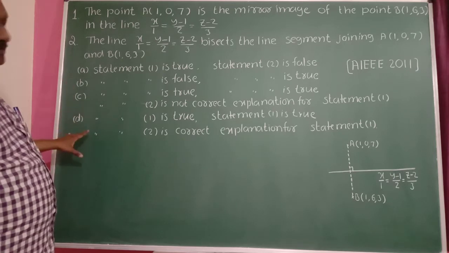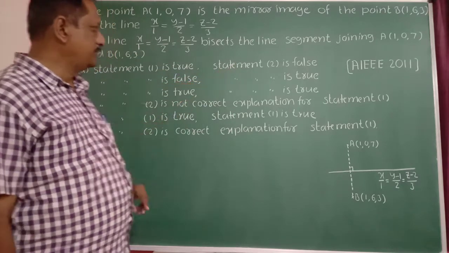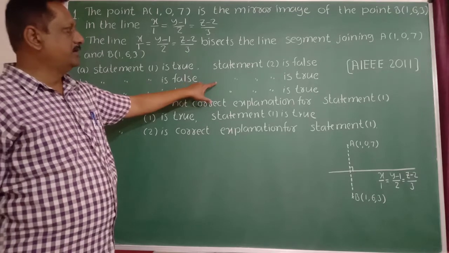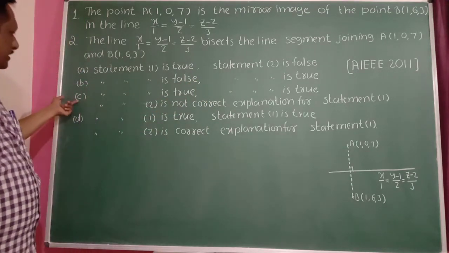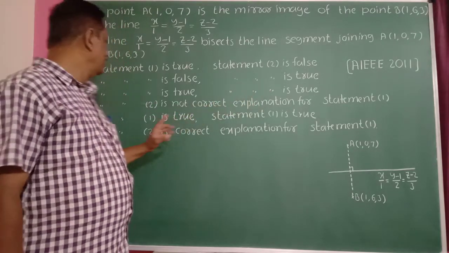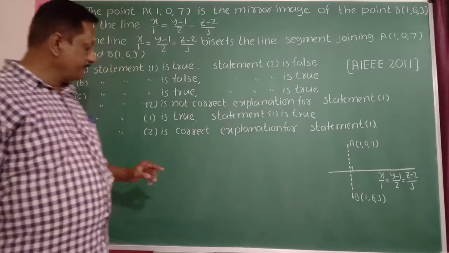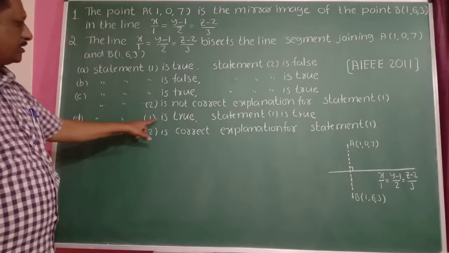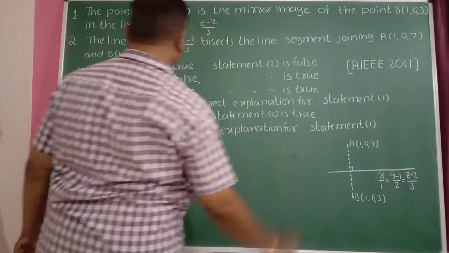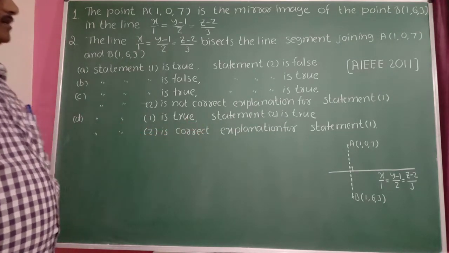So, four options are there. Statement 1 is true, statement 2 is false. Second option, statement 1 is false, statement 2 is true. Third option, statement 1 is true, statement 2 is true, and statement 2 is not a correct explanation for statement 1. Fourth option, statement 1 is true, statement 2 is also true, and statement 2 is a correct explanation for statement 1 here.